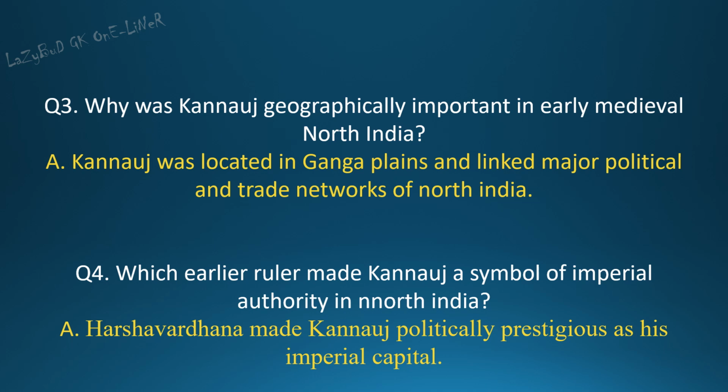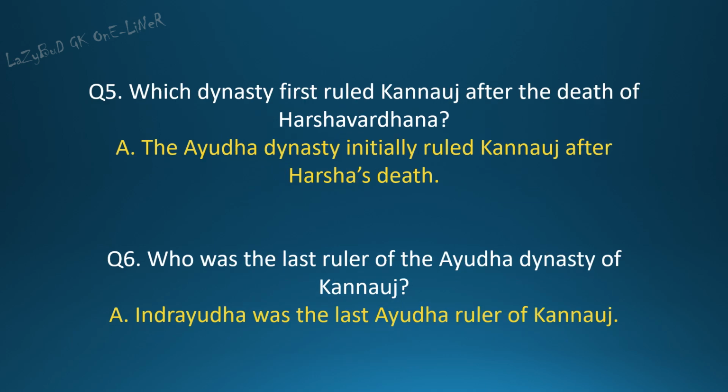Question 4. Which earlier ruler made Kannauj a symbol of imperial authority in North India? Answer. Harshvardhana made Kannauj politically prestigious as his imperial capital. Question 5. Which dynasty first ruled Kannauj after the death of Harshvardhana? Answer. The Ayodhya dynasty initially ruled Kannauj after Harsha's death.